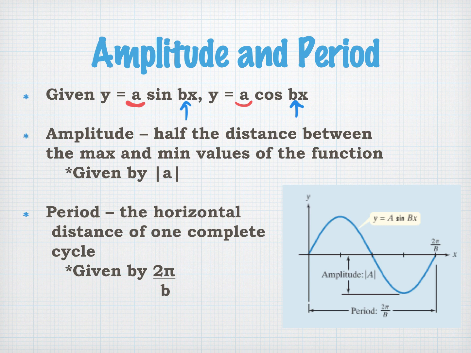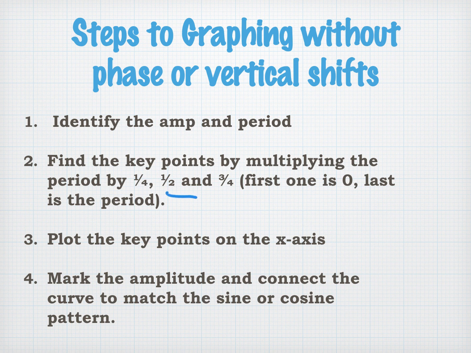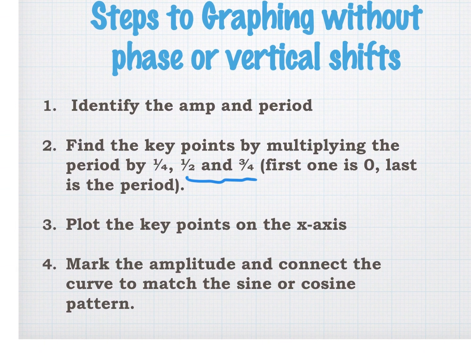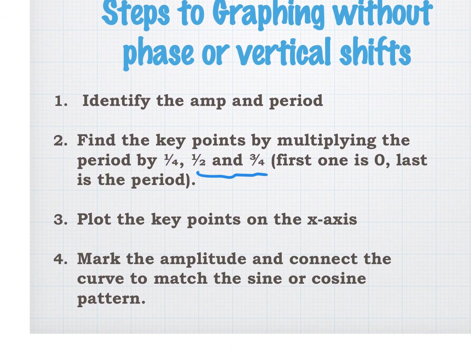And we always take 2 pi and divide it by that B value. Then in order to get our coordinates along the x-axis, we take the answer we got from doing 2 pi divided by B, and then we break it into 1/4, 1/2, 3/4, and then finally that last one is the period length. The amplitude just gets labeled along the y-axis.